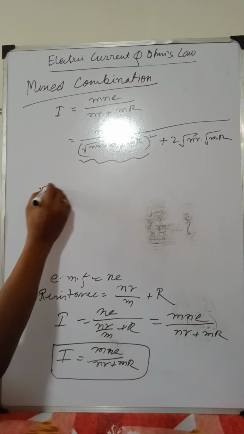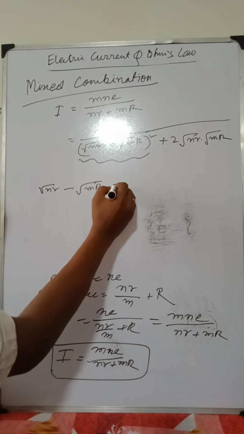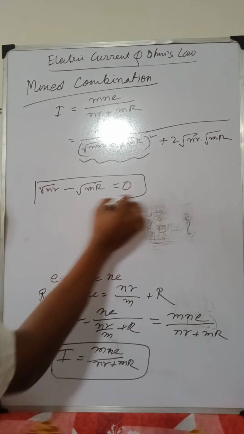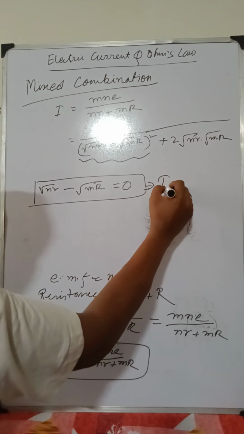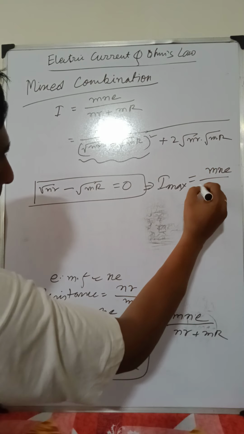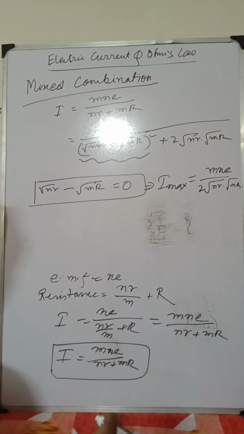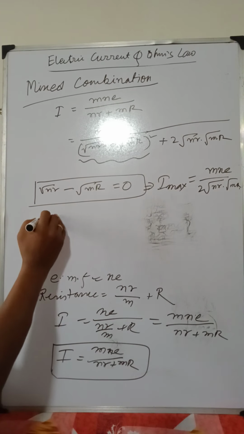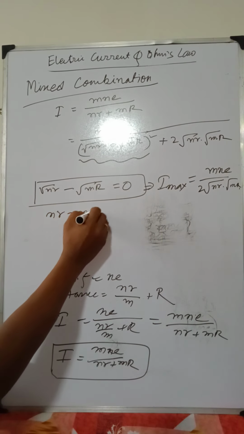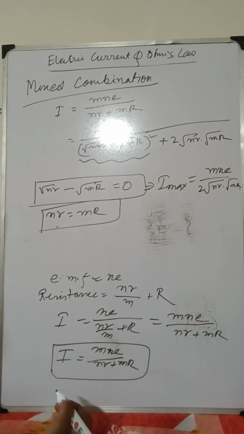So for the maximum condition, we set root over nr minus root over mR to 0, and then we get the maximum current I max, and that will be mnE by 2 root over nr into root over mR. That is the maximum current. The condition will be what? nr equals mR. This is the condition to get the maximum current.